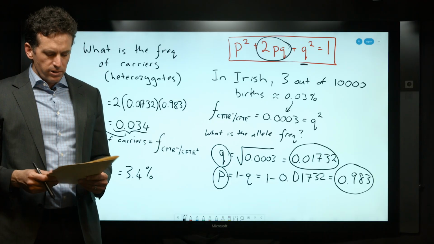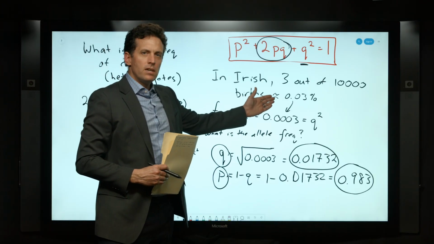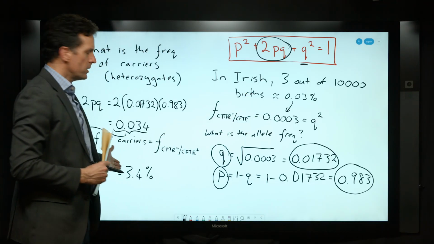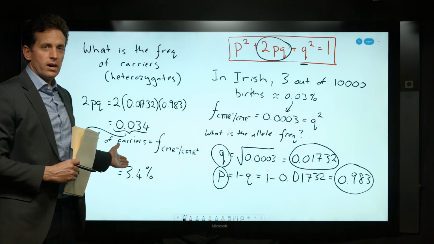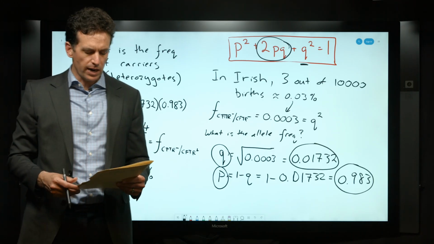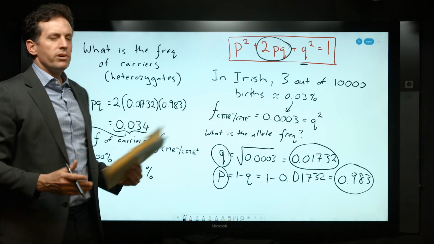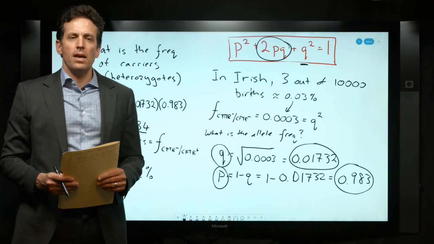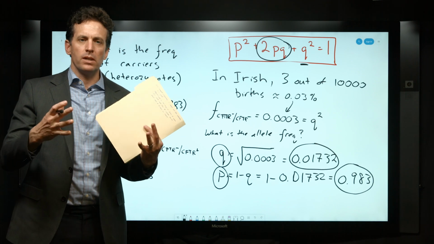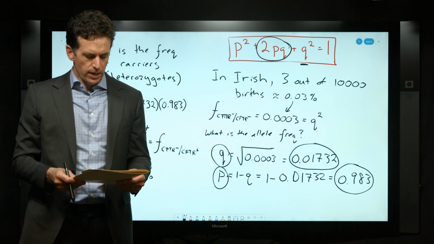And so this is an interesting illustration because the frequency of affected individuals is very low, 0.3%, but the frequency of carriers is actually very high, 3.4%. That's a large fraction of the population that are carriers of that disease. And so this sort of illustrates the point that when an allele is rare in the population, most of those rare alleles are present in the heterozygotes.